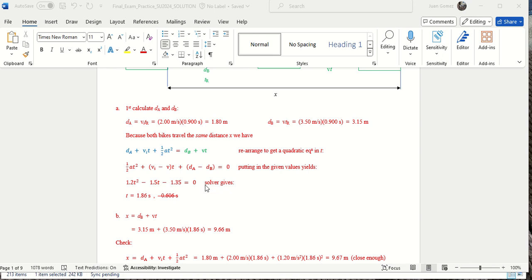Then just bring up a solver. If you have one on your calculator, fine. If you want to bring one up online, this is not an algebra class. We all know how to solve a quadratic equation.